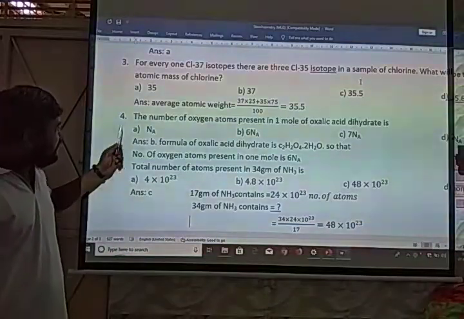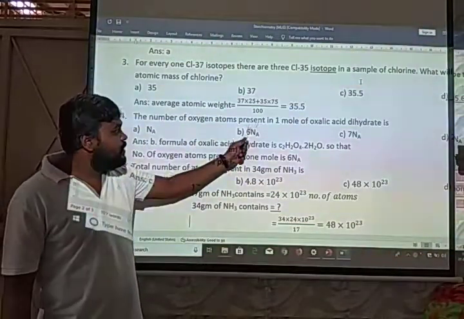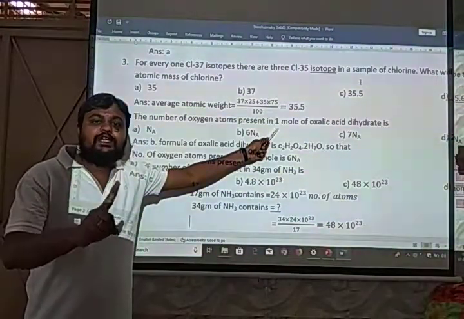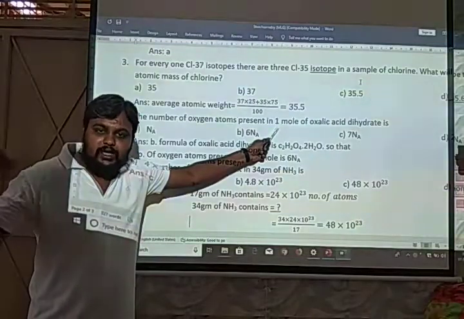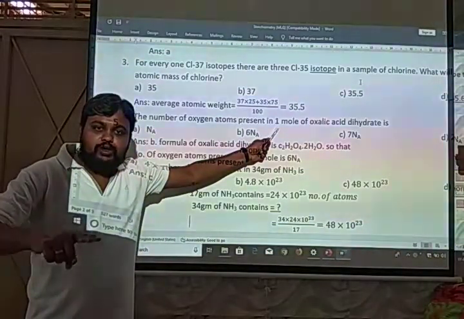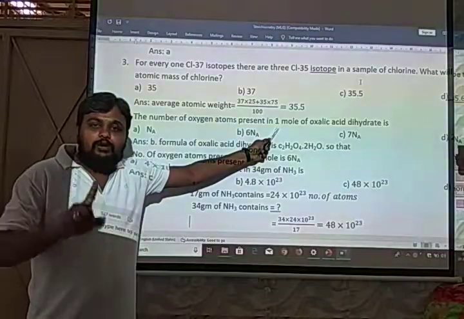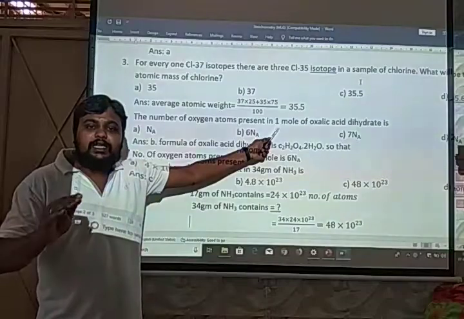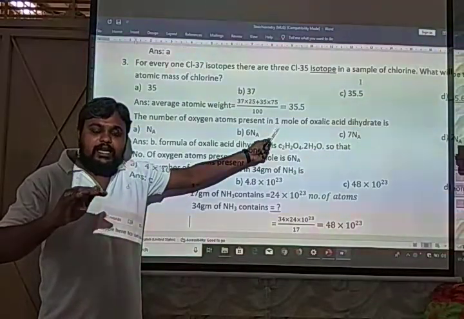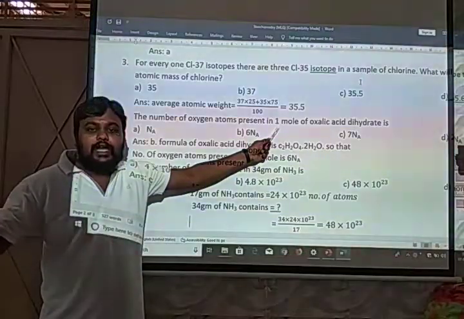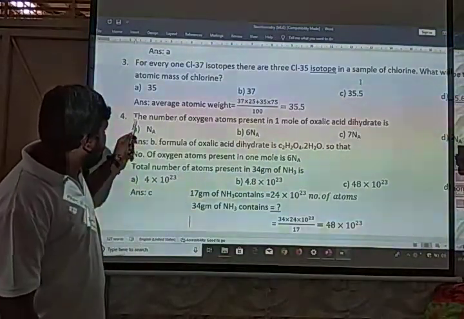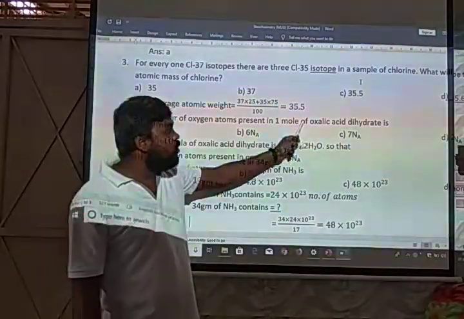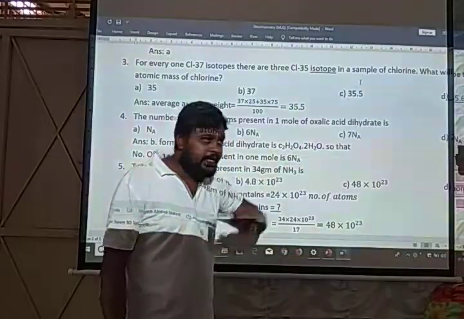The next question is the number of oxygen atoms present in 1 mole. I already told you the mole concept. The mass of 1 mole of a substance should be equal to its molecular weight. Volume at STP should be equal to 22.4 liters, and 1 mole of a substance contains Avogadro number of particles. Here, we have to find the number of oxygen atoms present in 1 mole of oxalic acid dihydrate.